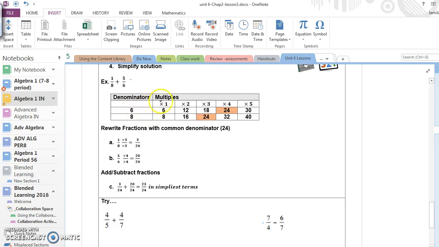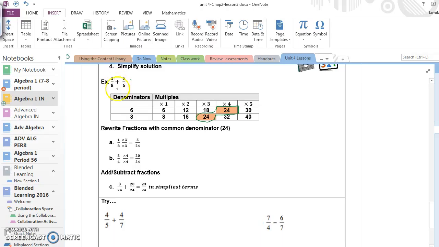For 6, 6 times 1 is 6, times 2 is 12, 3 is 18, 4 is 24, and 6 times 5 is 30. For 8, 8 times 1 is 8, 8 times 2 is 16, 8 times 3 is 24, 8 times 4 is 32, and really I can stop because I now see a common multiple. So now my goal is to change both my fractions so that they have a denominator of 24.